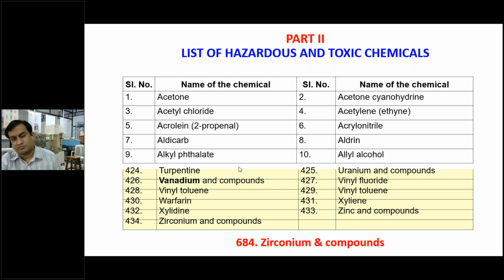So you can remember some of the chemicals like acetone, then acetone cyanohydrin, etc., and up to 684, that is zirconium and compounds. If any chemical is being used in your company, you can remember that particular name of the hazardous or toxic chemical as per this part 2. So you can check the chemicals which you are using, handling or storing in your factory, whether it is a hazardous or toxic chemical or not. You can check this 684 chemical list from part 2 of schedule 1.